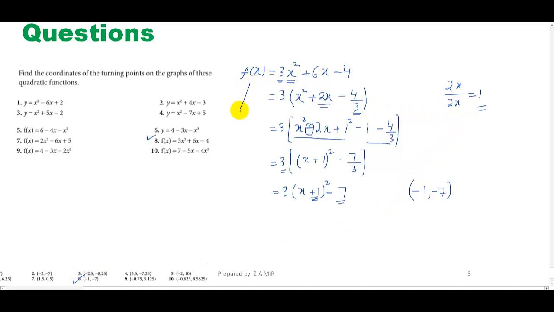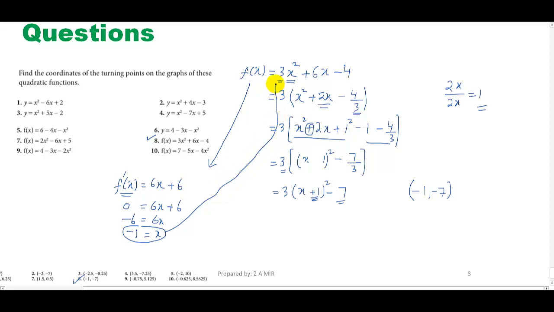Now using the differentiation, let's see whether we get the same answer. So differentiate this function, f dash of x. So it is 3 times 2x, that is 6x plus 6. So as we know that at turning point this derivative is 0. So 0 equals 6x plus 6, and 6x equals minus 6, and minus 6 over 6 is minus 1. So this is the first coordinate of the turning point.